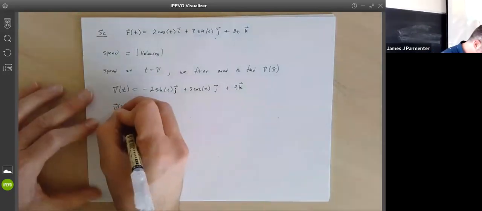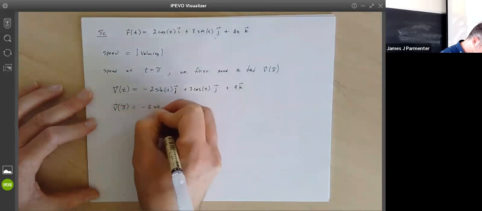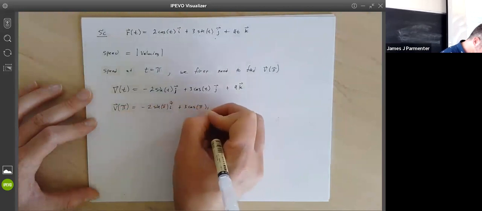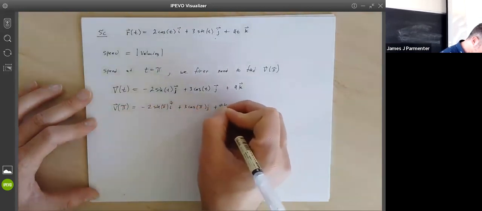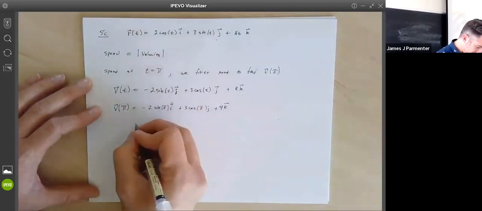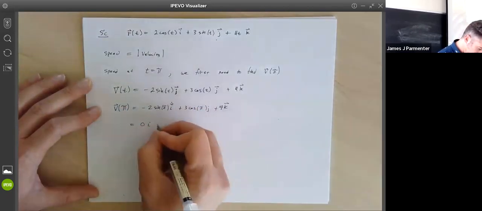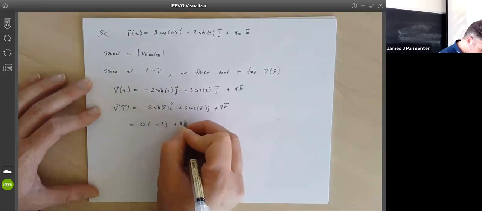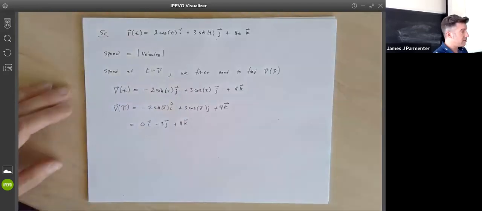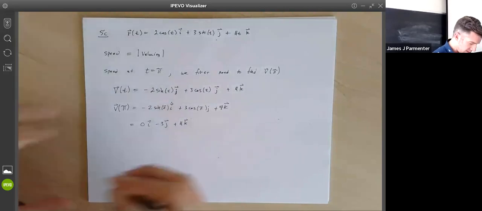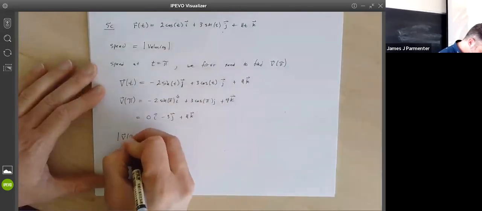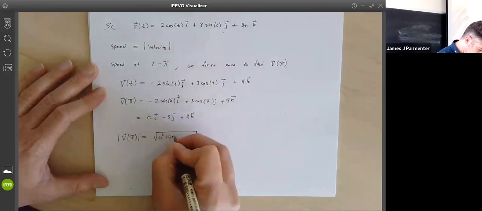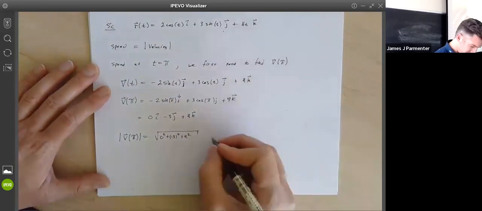Here's our velocity at pi. It's going to be -2 sine of pi i plus 3 cosine of pi j plus 4k. Sine of pi is 0, so I'm going to get 0i. Cosine of pi is -1, so minus 3j plus 4k. So there's my velocity vector at pi. And then the magnitude of that vector is just the square root of 0 squared plus -3 squared plus 4 squared, which is going to be 5.